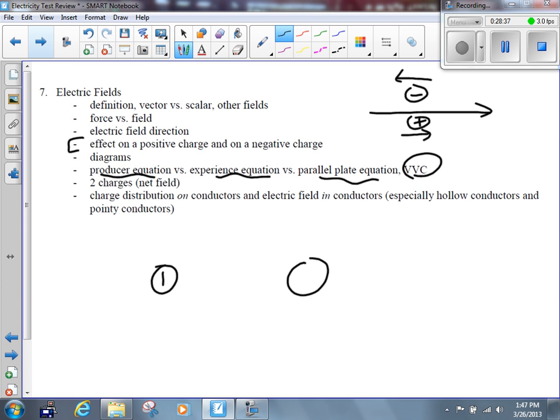Here's 2 charges. What's the net electric field midway between those charges, or 10 centimeters to the right of the second charge?